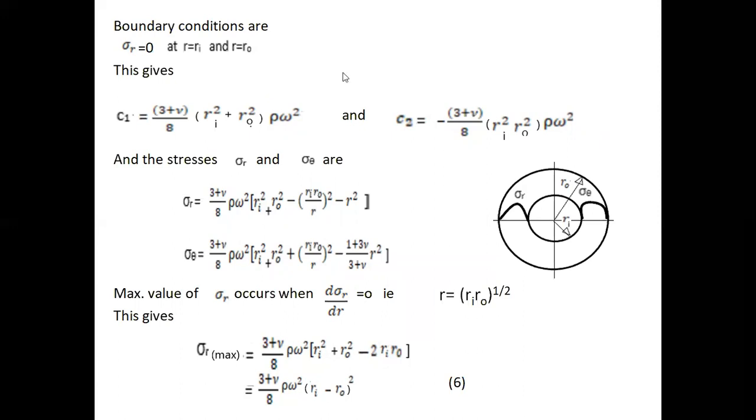So I hope you understand this. This is very simple. This is your rotating disk, with the inside radius Ri and the outside radius Ro. There is no pressure as such, either at the inside radius or on the outside radius. And since there is no pressure, there is no radial stress at the boundary. So the boundary condition is sigma r is 0 at r equal to Ri and at r equal to Ro.